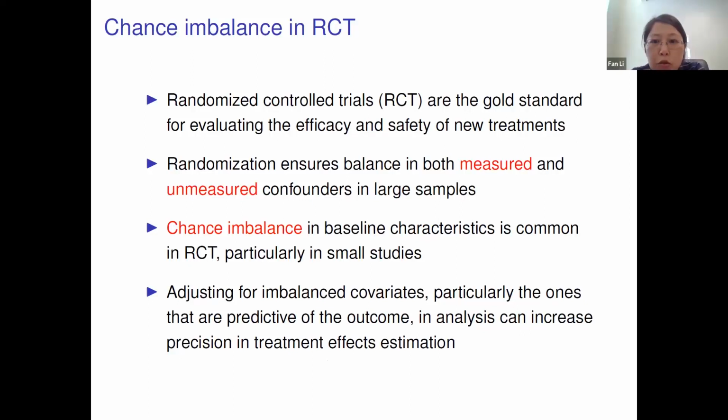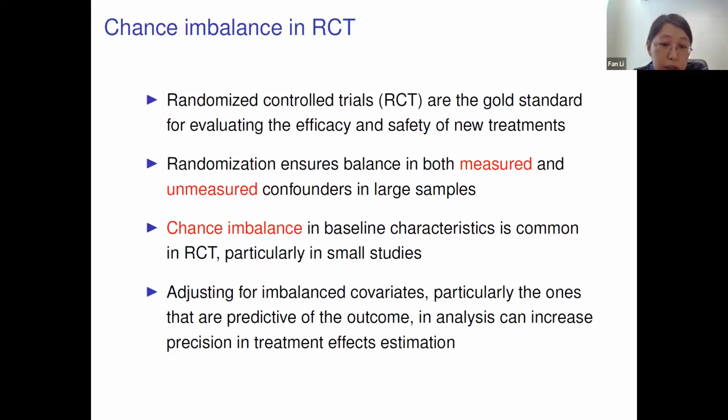Randomized controlled trials, we all know, are the gold standard for evaluating the efficacy and safety of new treatments. Why is that? Because randomization, in theory, ensures balance in both measured and unmeasured covariates in large samples. But that is in the long run and in large samples. In finite samples, particularly in a small study or a single trial, very often you have chance imbalance in baseline characteristics.